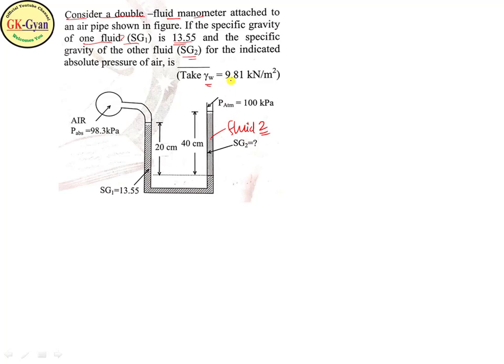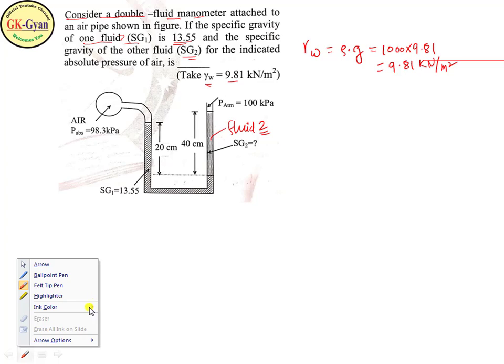Take Rw as given, 9.81 kilonewton per meter square. It is the specific weight; you know, it is rho into g. So the specific weight for water is given. W means water, so it will be density of water 1000 into g, 9.81. So it will be 9.81 kilonewton per meter square. So it is already given.